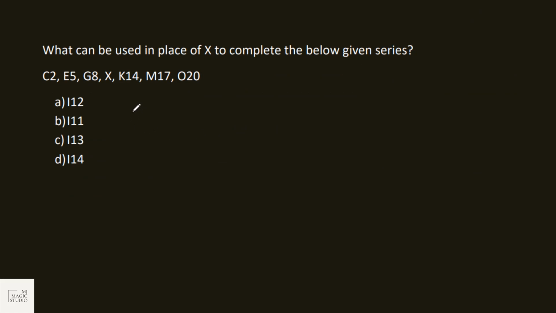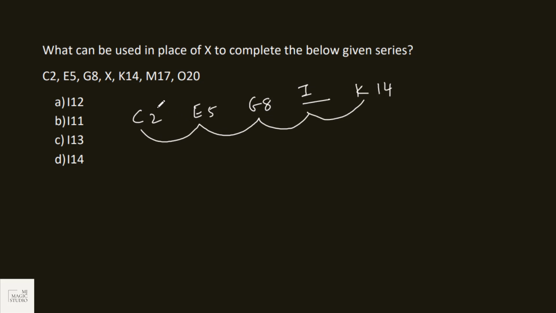Okay, one more. Complete the series C2, E5, G8, then K14. Let's see. C, D, E, F, G, H, I, J, K gone. Then 2 plus 3 plus 3 plus 3, 11. Then plus 3, 14. Bingo. It should be I11, option B.